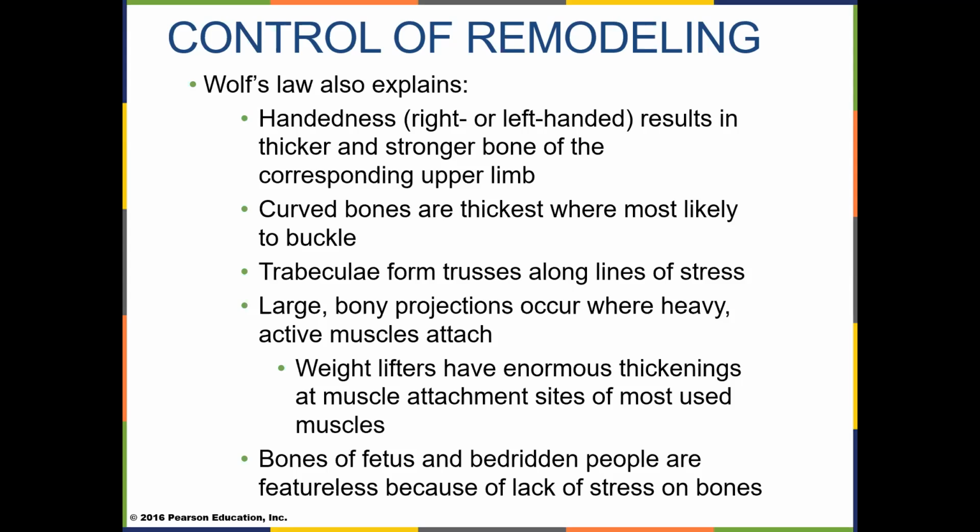Your spongy bone will get larger. You'll have more trabeculae in there to deal with the stresses of motion. The compact bone will be thicker. You will have points of attachment that will be stronger on the dominant side because we use it more.